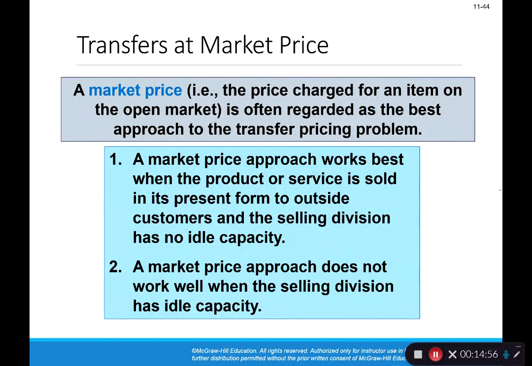The opposite extreme would be to charge market price. The market price approach works best when the product or service is sold to outside customers and the selling division has no idle capacity, because if that's the case, then you have to sell it at market to make it make sense, because otherwise the selling division loses money in that lost opportunity cost that we talked about. A market price approach does not work well when the selling division has idle capacity, because they could technically be selling it for less than market and still getting a profit. So the best approach, when all is said and done, is negotiated transfer prices, and that's what all of our problems will have you calculate.